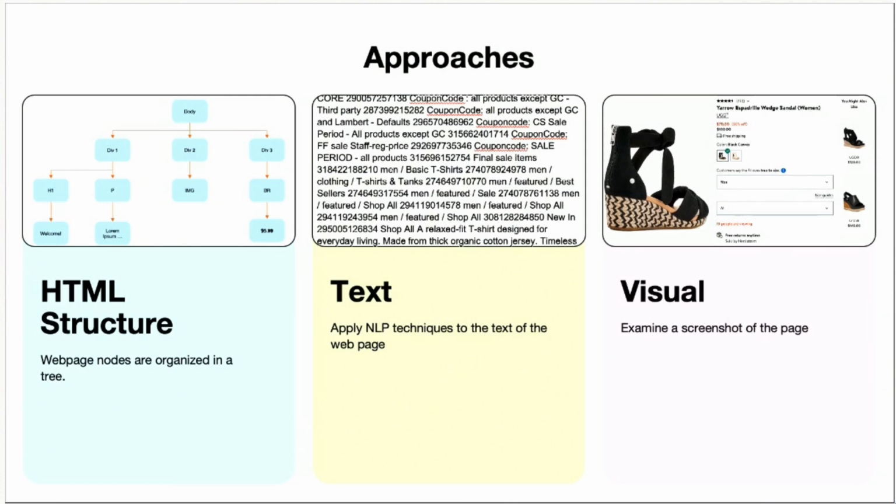You can also just skip the HTML structure, all that, and just grab the text, feed it into an NLP model. So ChatGPT, maybe that's everyone's first solution that comes to mind if they were trying to solve this. On the other hand, you can look at the visuals. So if you see what the web page looks like, you can use computer vision techniques. So I'll talk through all three of these.